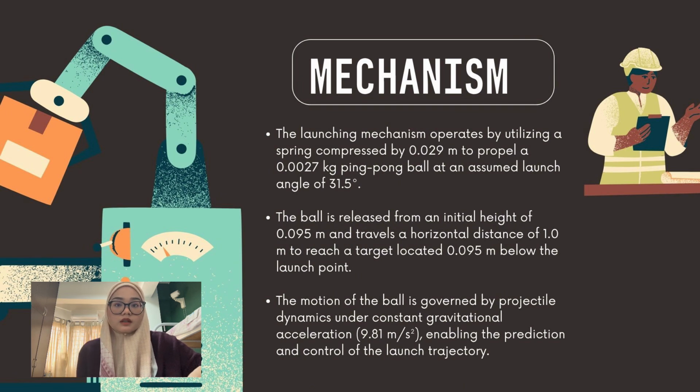So the mechanism is, the launching mechanism operates by utilizing a spring compressed by 0.029 meter to propel a 0.027 kg ping pong ball at an assumed launch angle of 31.5 degrees. The ball is released from an initial height of 0.095 and travels a horizontal distance of 1 meter to reach a target located 0.095 below the launch point. The motion of the ball is governed by projectile dynamics under constant gravitational acceleration, that is 9.81 meter per second squared, enabling the prediction and control of the launch trajectory.